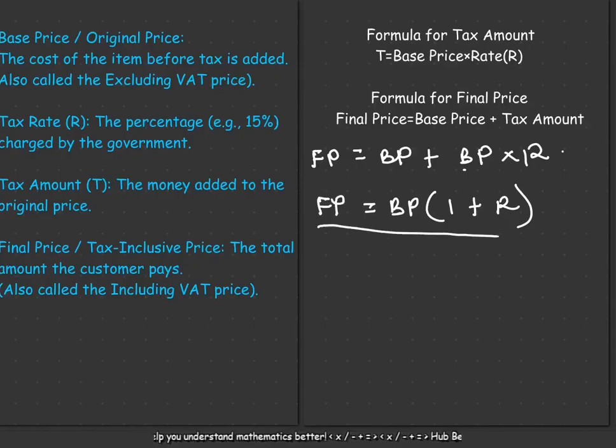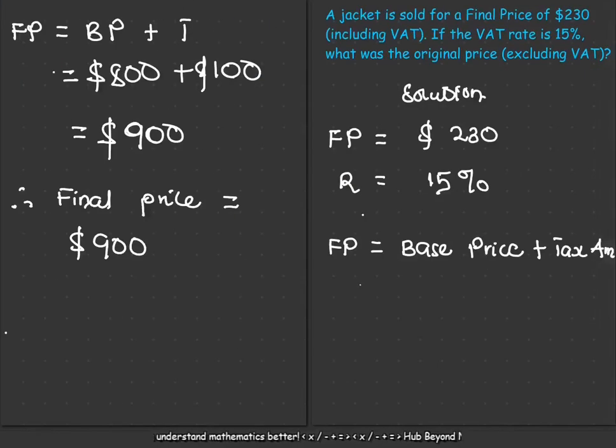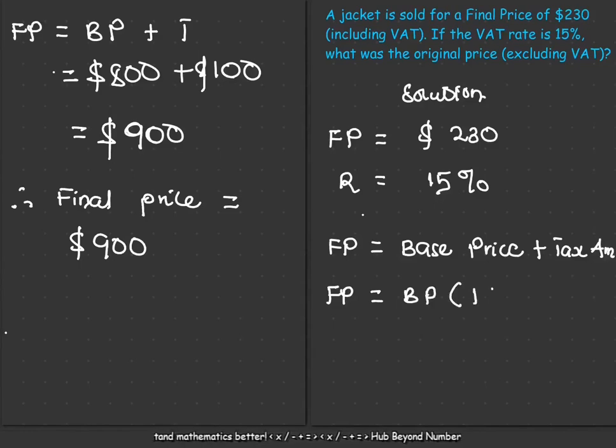That is, final price is equal to what? Your base price into bracket 1 plus R. Do you see that? So this is the formula we want to employ. So we come back here, and instead of this, we can rewrite it as what? Final price is equal to your base price, then into bracket 1 plus R.